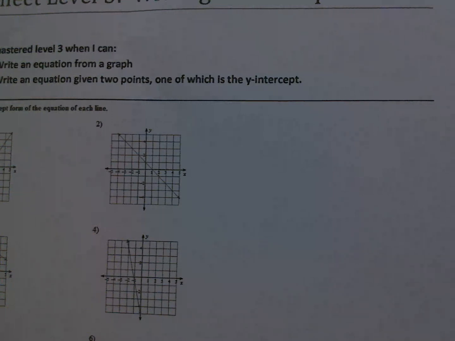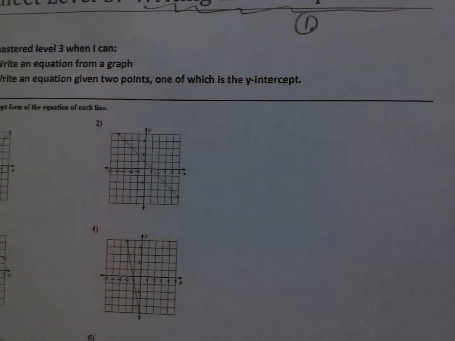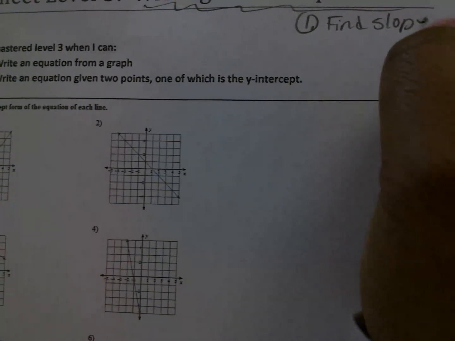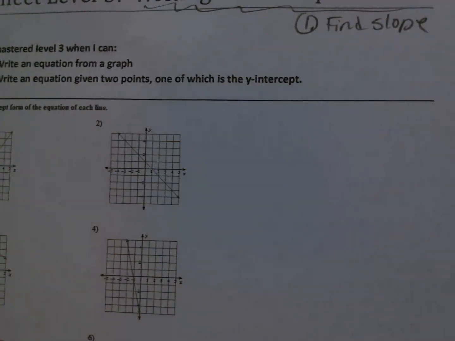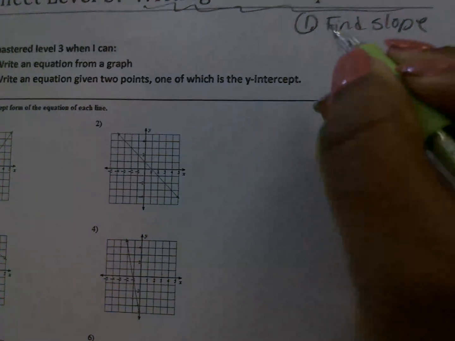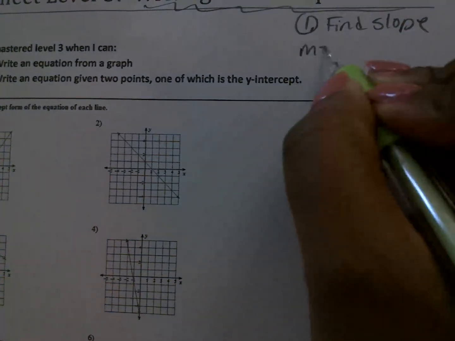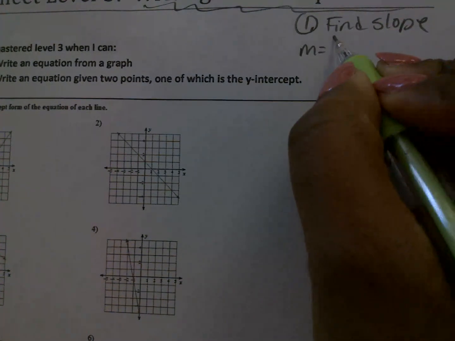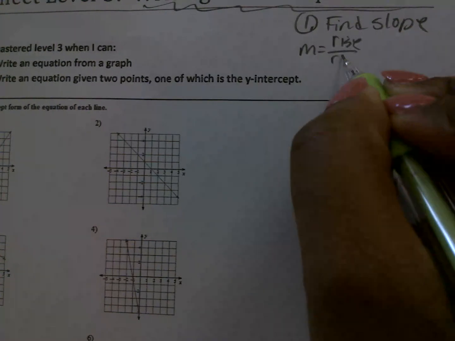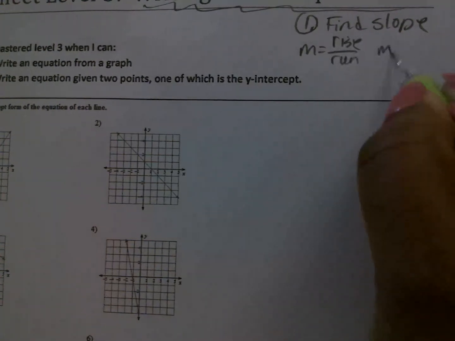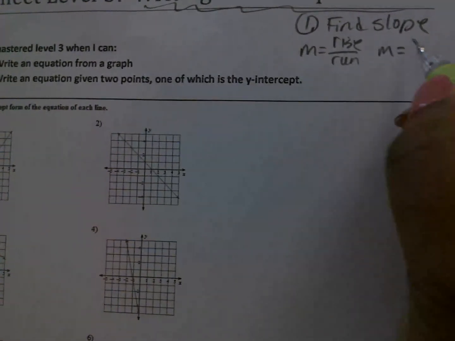Okay, we're writing equations right here. What's the first thing that we need to do in order to write equations? Yes, find the slope. Okay. What are the slope formulas? There are 2 slope formulas. What's one of them? Yes. One is m equals rise over run. Very good. What's the other formula for slope?